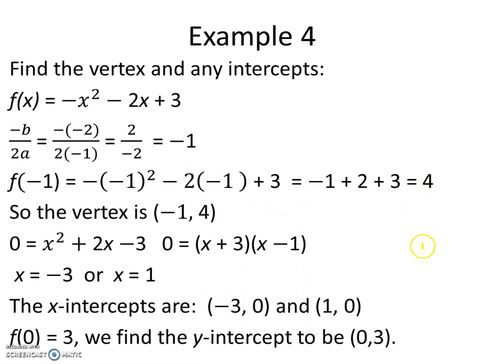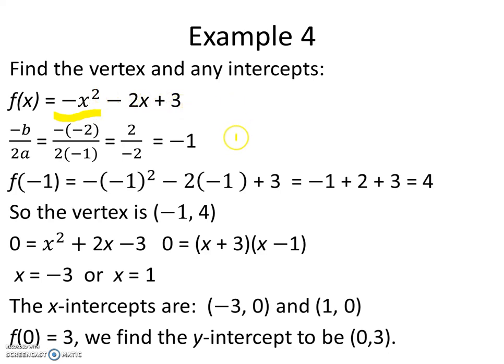The vertex and any intercepts are what they want us to find of this equation, f of x equals negative x squared minus 2x plus 3. When I first look at this negative x squared, I know that our graph will be flipped upside down. When you put a negative in front of the x squared value, it flips it over the x-axis.